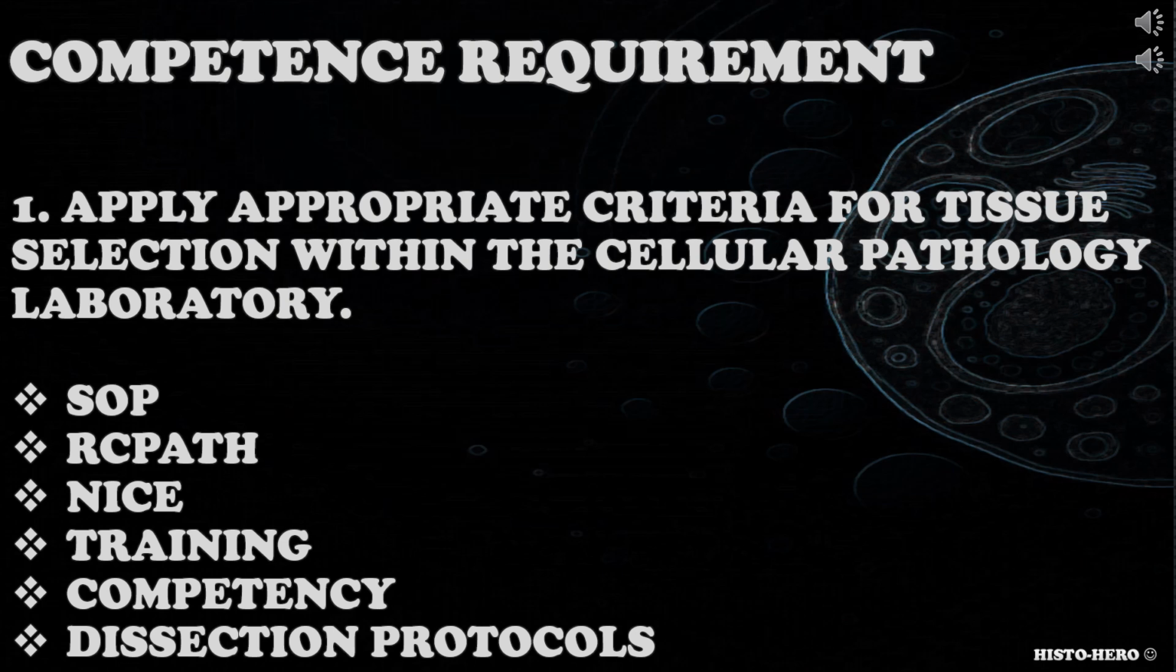The first competence requirement is apply appropriate criteria for tissue selection within the cellular pathology lab. Candidates should be able to apply appropriate criteria for tissue selection. Does the candidate know and follow the criteria for tissue selection in your lab? What tissue selection procedures can they perform in your lab? Why are they selecting certain blocks for certain tissues? Candidates should show their understanding of the tissue selection procedures. When addressing this competence requirement, candidates could consider SOPs, RCPath and NICE guidelines, their training and competency documents, and local dissection protocols.